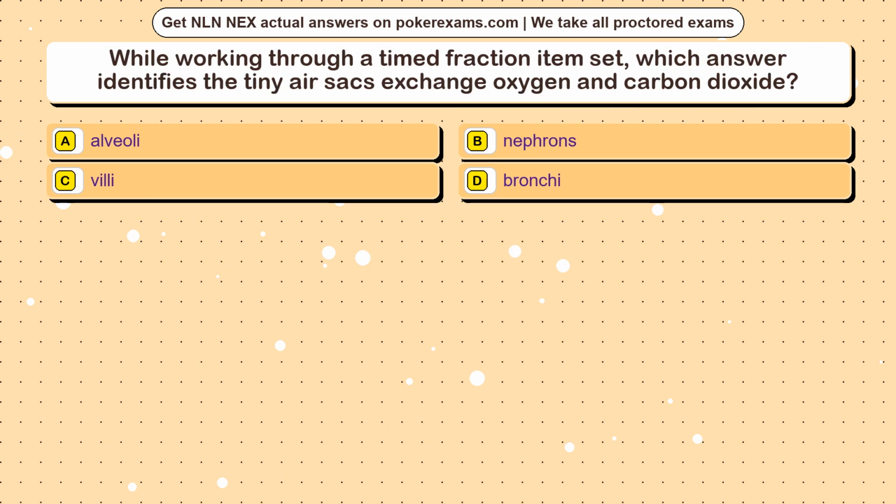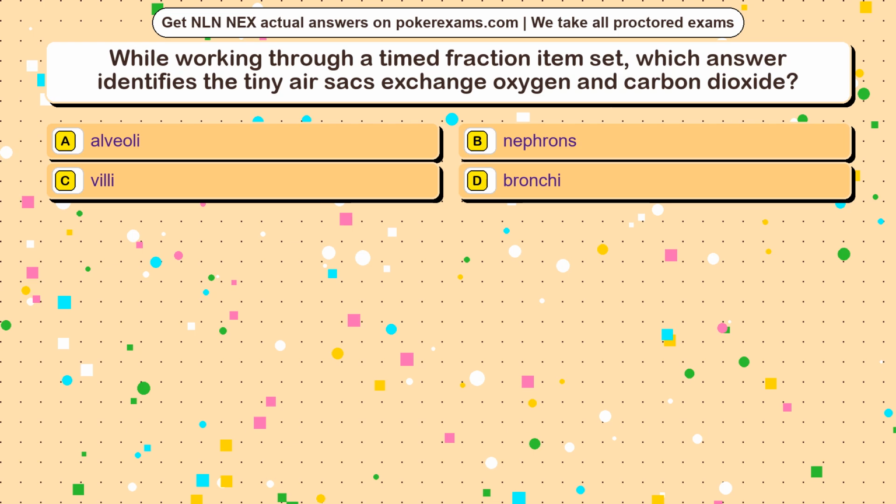Question 8. While working through a timed fraction item set, which answer identifies the tiny air sacs that exchange oxygen and carbon dioxide? Option A, alveoli. Option B, nephrons. Option C, villi. Option D, bronchi.